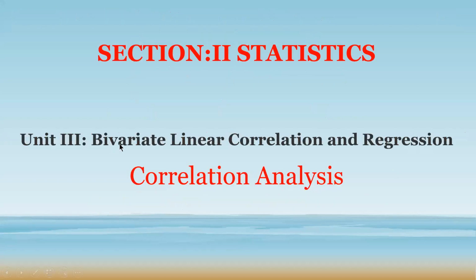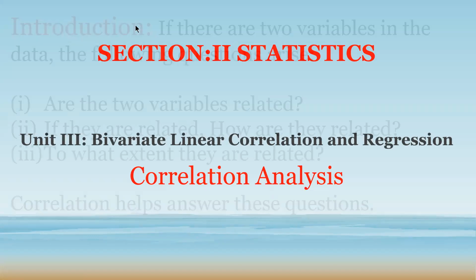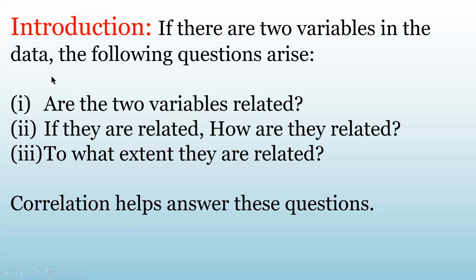We have started with Unit 3, that is bivariate linear correlation and regression, which is a part of statistics, section 2. In that, the first subunit, correlation analysis, we had already started. In my last lecture, I had given you the definition of correlation, what are different types of correlation, and what is scatter diagram. This is what we did in the last class.